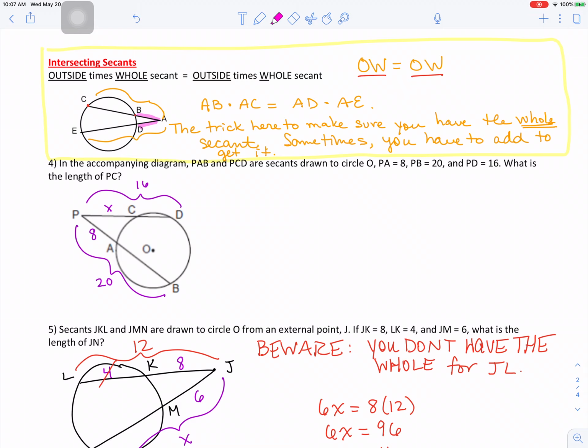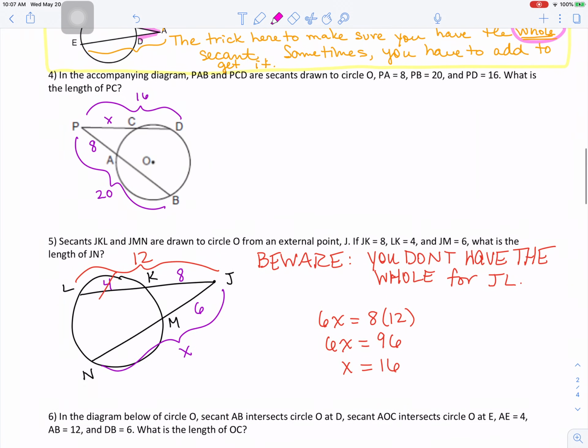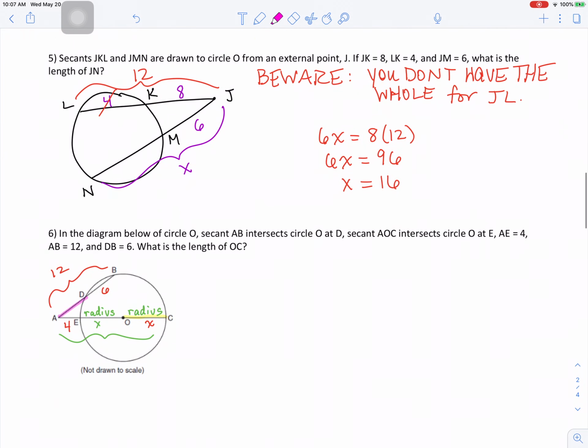The parts don't have to be equal to each other. One could be longer than the other, but their products are equal. Okay? The trick here is to make sure you have the whole secant. Sometimes you have to add two pieces to get it. Okay, that happened over here on number 5.